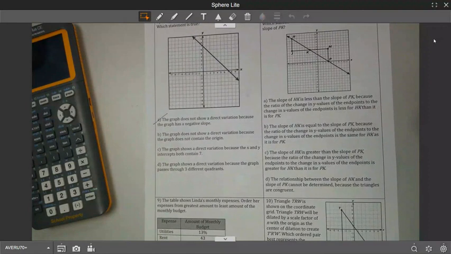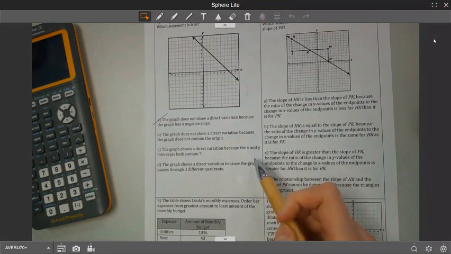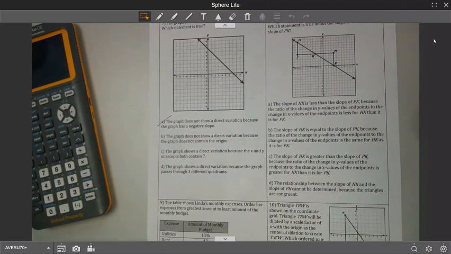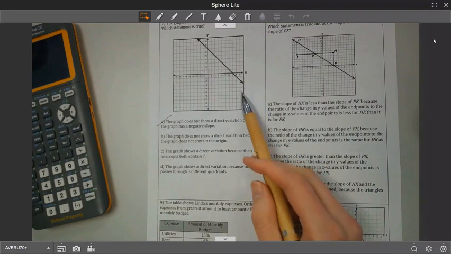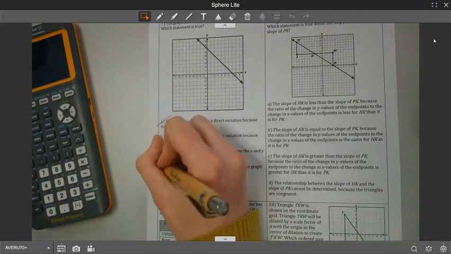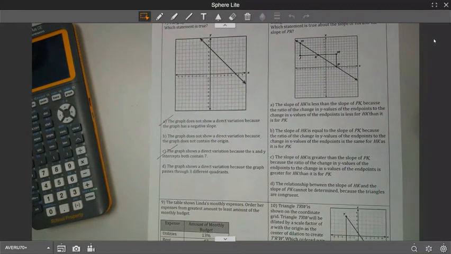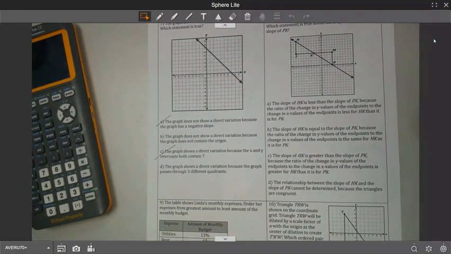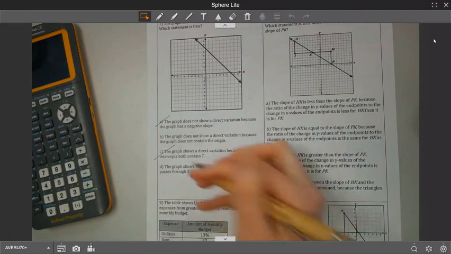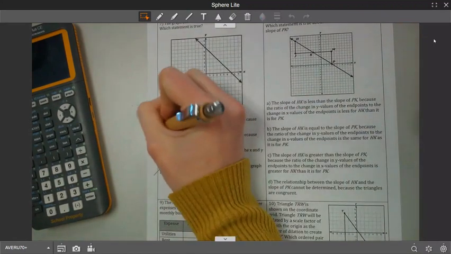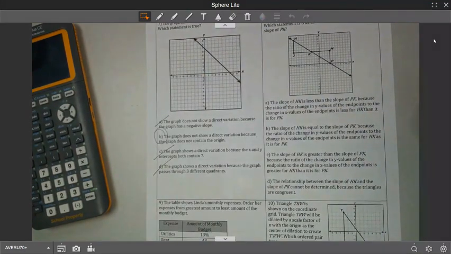B, the graph does not show a direct variation because the graph does not contain the origin. That looks like a pretty good answer, but let's check the others. C, the graph shows a direct variation because x and y intercepts both contain 7. Well, it's not a direct variation because it's not proportional. It does not go through the origin, so C is out. D, the graph shows a direct variation because the graph passes through 3 different quadrants. That has nothing to do with the direct variation. B is your only choice.